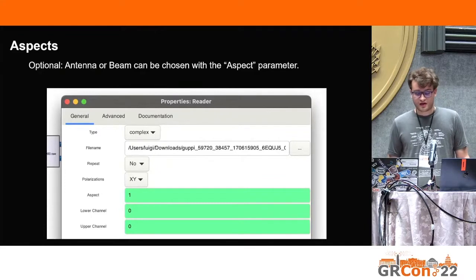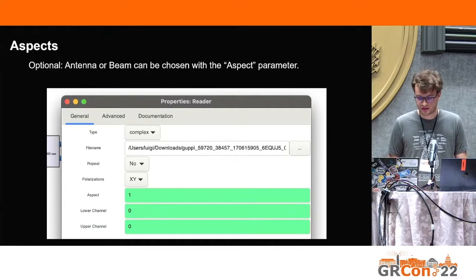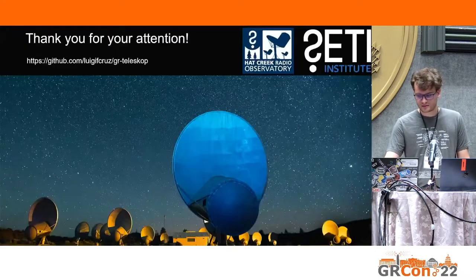And lastly, we have the aspect. If this recording has multiple antennas, for example, we can choose antenna number one, and we just pass one, and it will just give the data from aspect one, that is antenna one in this case.